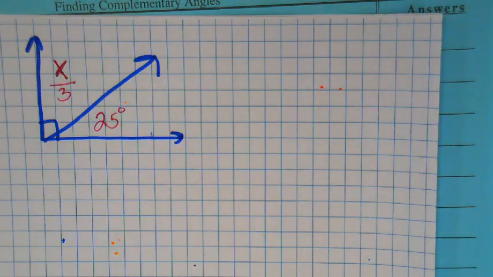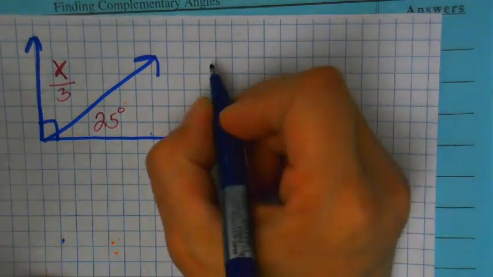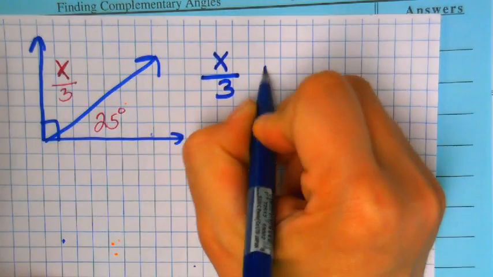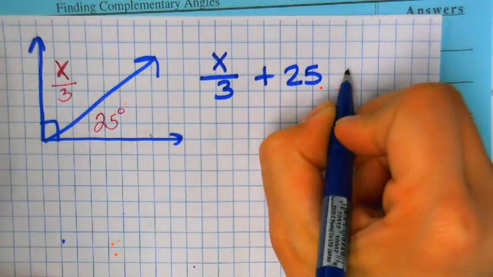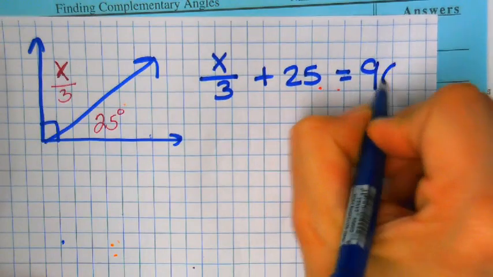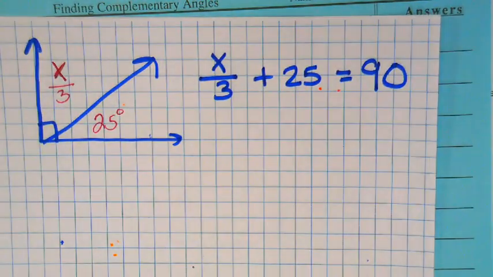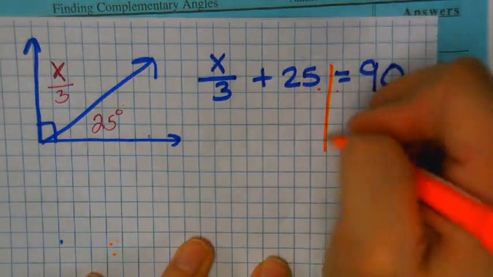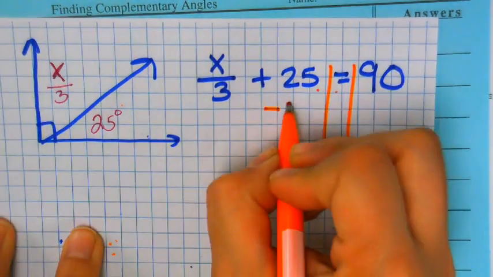You know why I actually quit for this one? I don't really know how to do that. Wait, it's like what we did. But I don't know how to do that. Okay, what's the equation? x over 3 plus 25 equals 90. Okay, you know what? I quit for this one. I don't know this one.